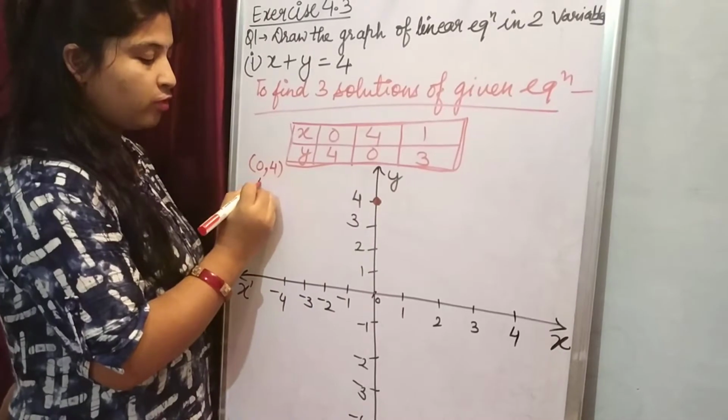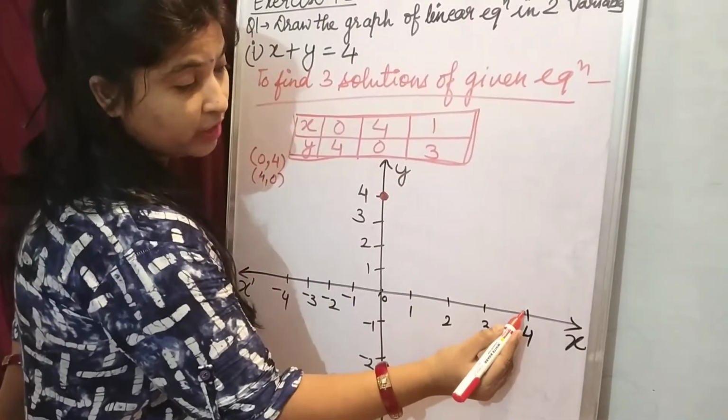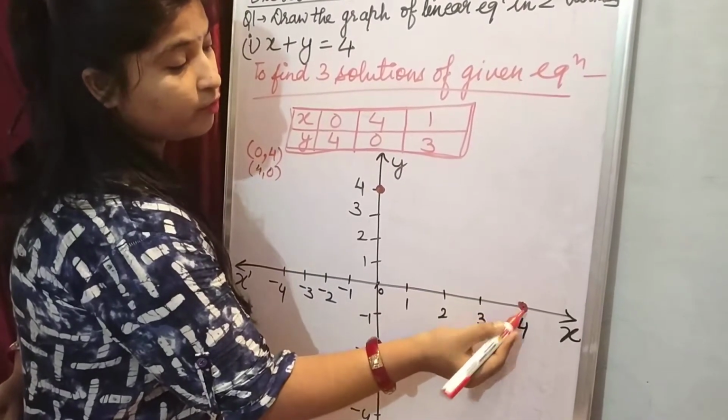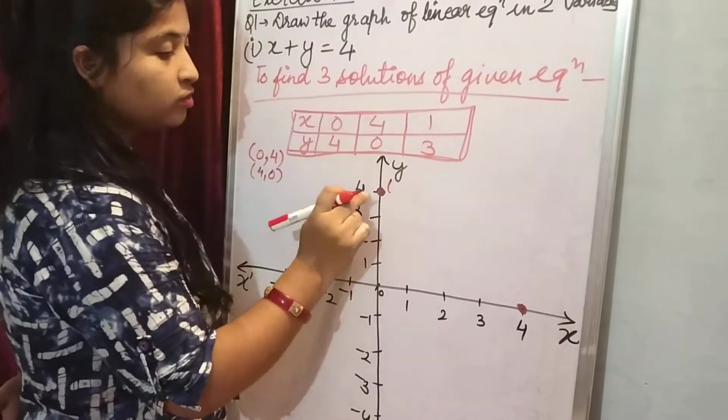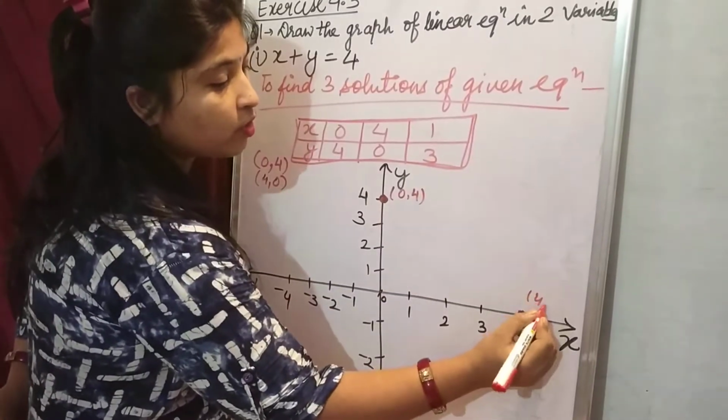Now the second point, (4, 0). So x is 4 and y is 0. x is 4 means 4 on the x-axis, y 0 means nothing. So this is your point (4, 0). You can name it also. This point was (0, 4) and this point is your (4, 0).